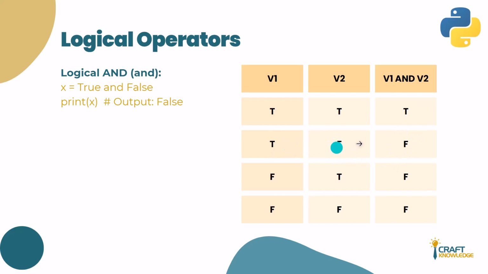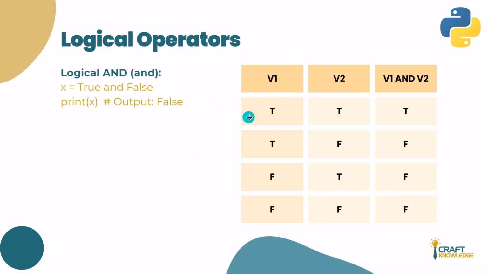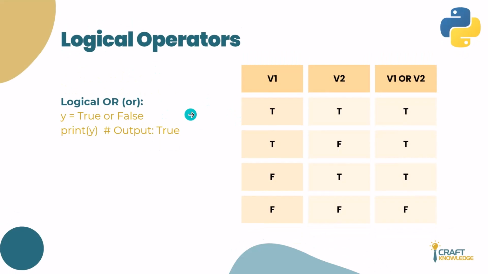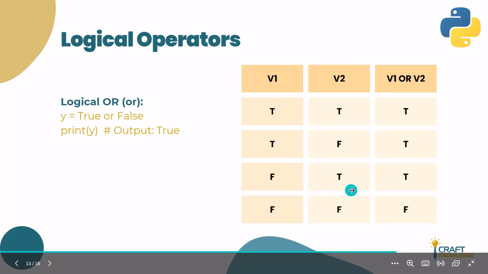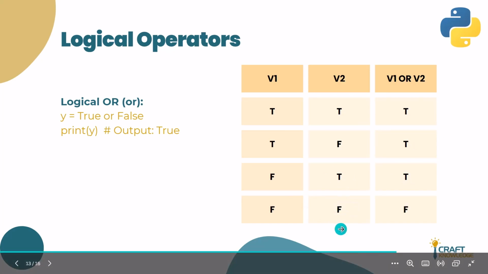So if I say true and false, it is going to be false. False and true, it is going to be false. False and false is surely going to be false, right? So if we are using the AND operator, all the conditions have to be true. Whereas in the OR operator, at least one of the conditions has to be true. So true and true, great, both are true, so it is going to be true. True and false, at least one is true, so the output is going to be true. False and true, again, at least one is true, so it is going to be true. False and false, none is true over here, so the output is going to be false.